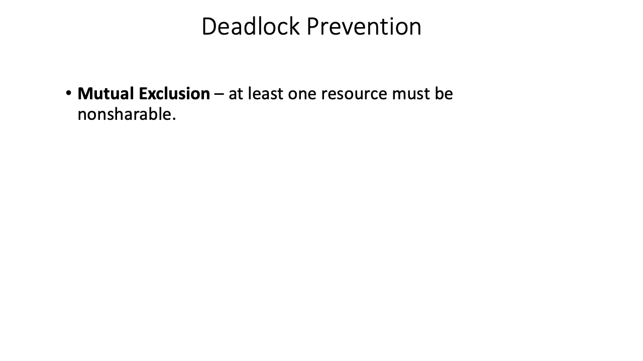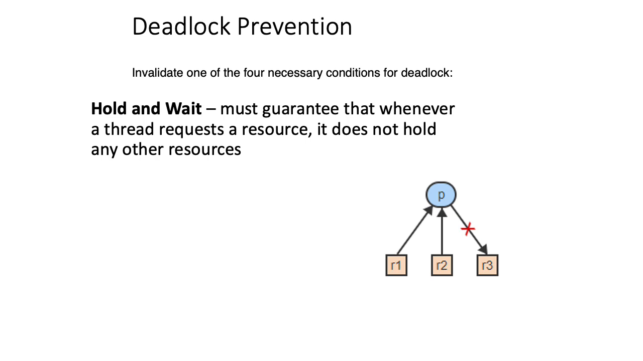But this solution is actually not practical because some resources are naturally non-shareable. You cannot share them. Example is mutual locks, mutex locks, right? The second condition, which we may think to invalidate, is the hold and wait condition. So we may try to enforce a policy which states that when a process is requesting a new resource, we have to make sure that it's not currently holding any other resources.